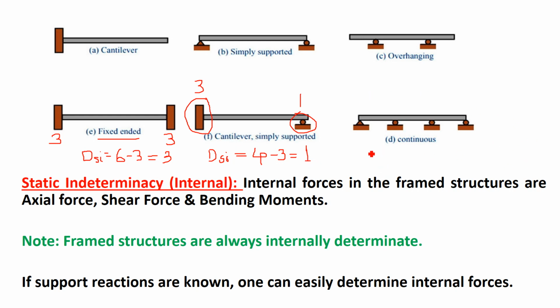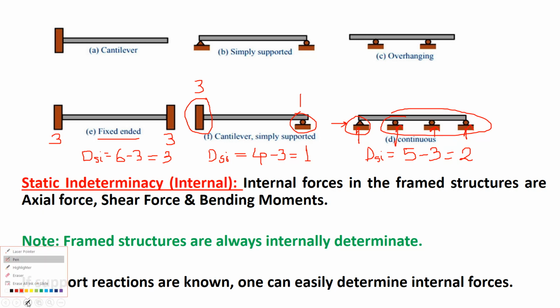This is a continuous beam. So there are 4 supports provided. If you count the total number of unknown reactions, hinge support means 2 and 3 roller supports, 1 at each roller support. So these 3 reactions plus 2 reactions at the hinge support, total number of reactions are 5. Capital R equal to 5 minus small r equal to 3. Answer is 2. Degree of static indeterminacy of this beam is 2.